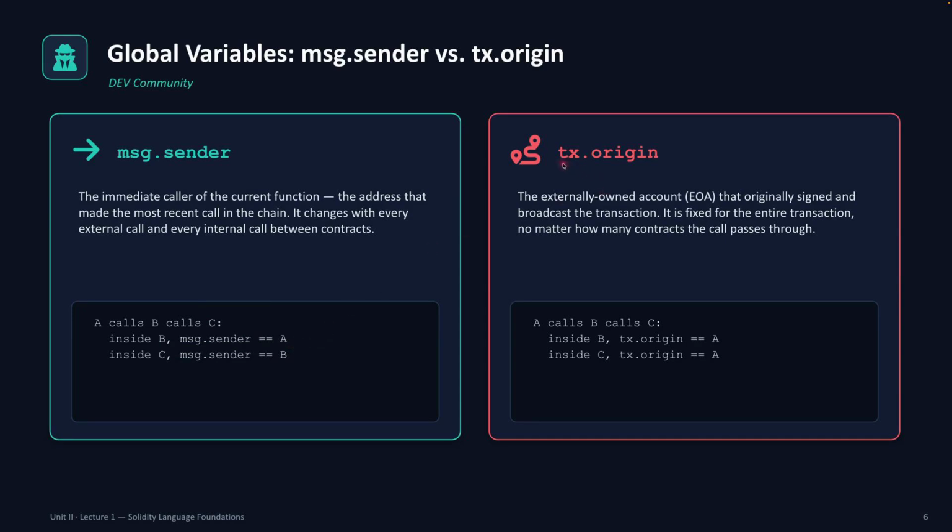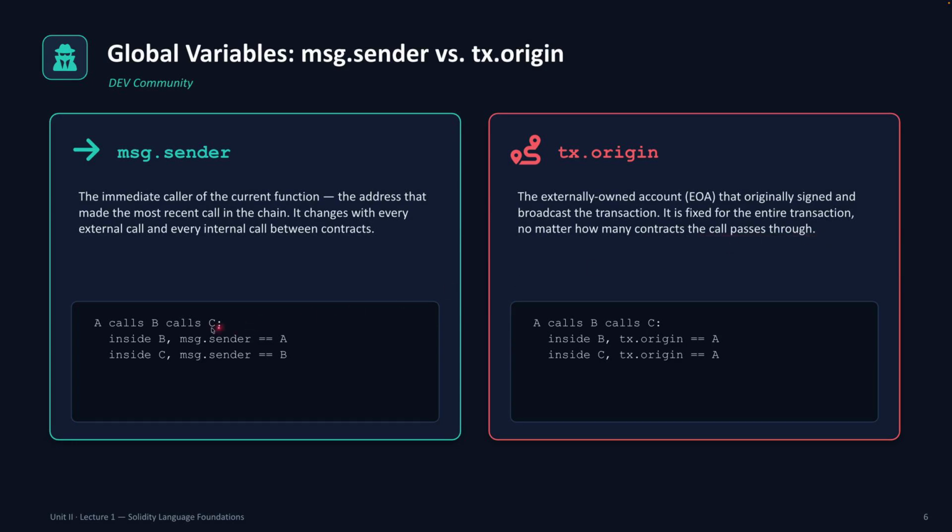Let us now take a look at tx.origin. The externally owned account, or EOA, that originally signed and broadcasted the transaction. So, the example is A calls B. Inside B, tx.origin is A. And then B calls C. However, inside C also, the tx.origin is A, because it is the externally owned account that originally signed and broadcasted the transaction. It is fixed for the entire transaction, no matter how many contracts the call passes through.